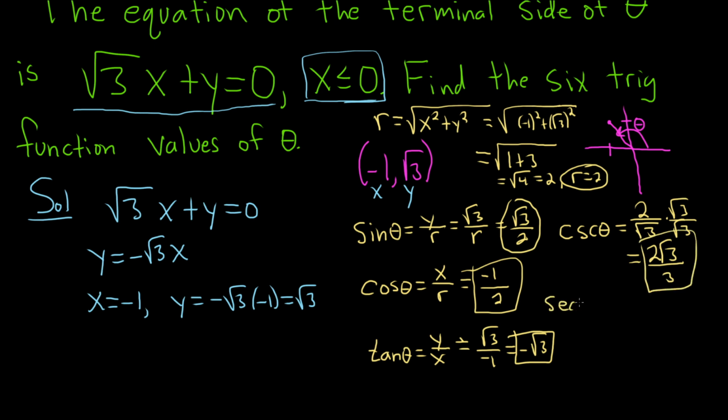Similarly, for secant of theta, we just flip the negative 1/2. That gives us negative 2 over 1, which is just negative 2.